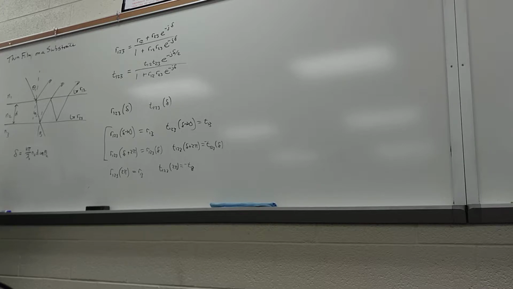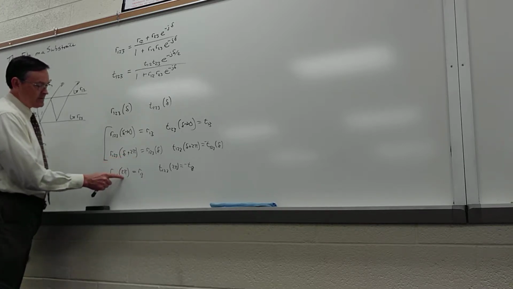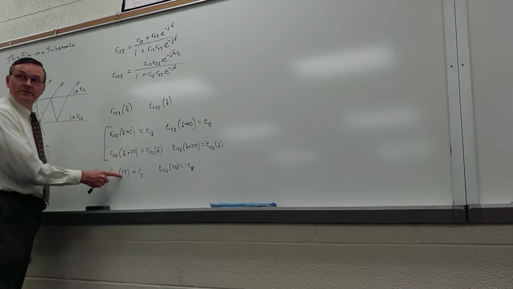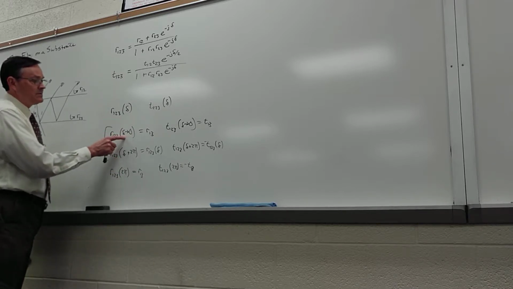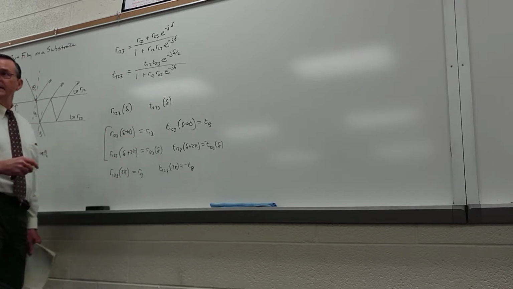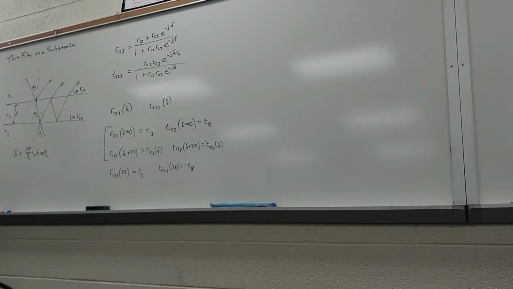How does 2 pi make it R13? Because if we look here and compare this, that's saying, oh, delta is 0. Delta is 0, that's R13. Makes sense? Okay. So for certain thicknesses of the film, bottom line is, looks like the film isn't there.